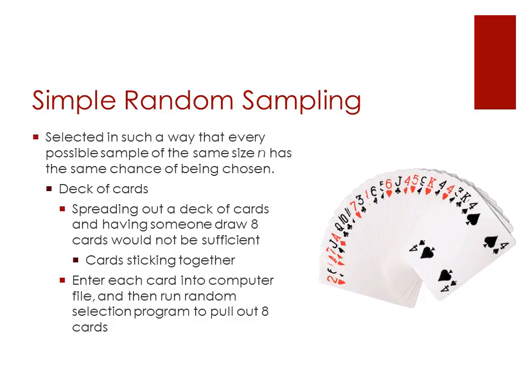You'd have a host of different problems, such as cards potentially sticking together or any other thing that might slightly interfere with this. So, the easier and more accurate way of doing this would be to enter each card into a computer file and then run a random selection program to pull out 8 cards. Thus, each card would have equal chances of being sampled into the sample set.